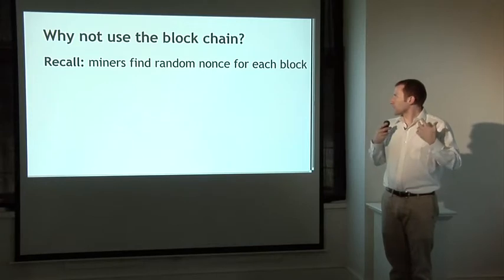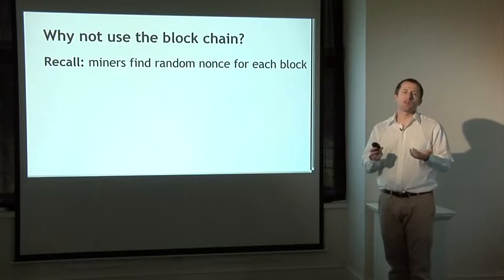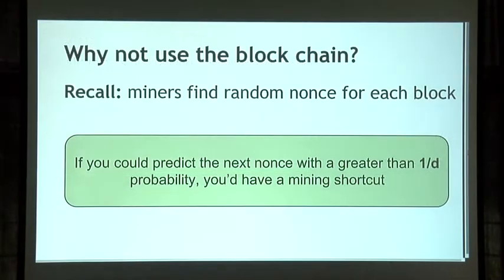If we recall the fact that miners have to find a random nonce for each block, we think we might be in business here. Why can't we use the random nonces that miners are finding in the process of mining as a randomness beacon? There's a fairly strong argument that you can't predict with high probability what the next nonce will be. If you could, you'd have a mining shortcut. So if you had the capability to predict what the next nonce will be with a probability greater than 1 over d, where d is the difficulty of finding a block, then you would have a faster way to mine than just trying nonces at random. And remember that d is pretty high right now. It's greater than 2 to the 66.